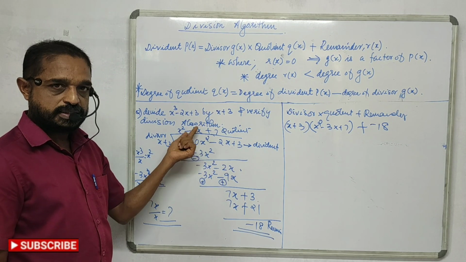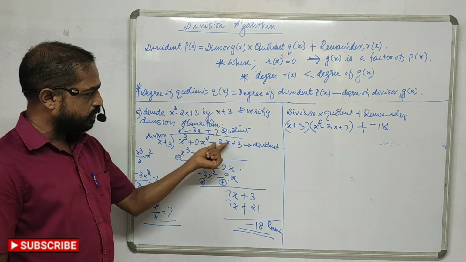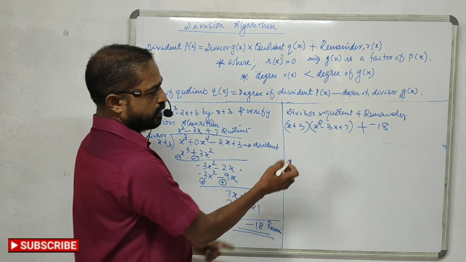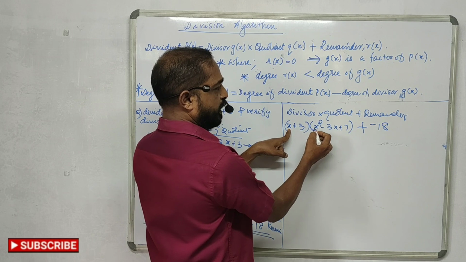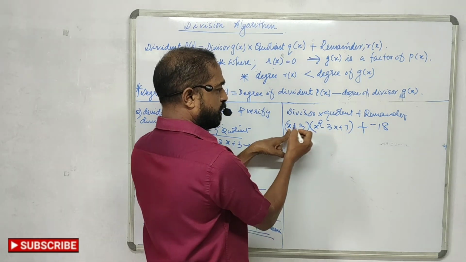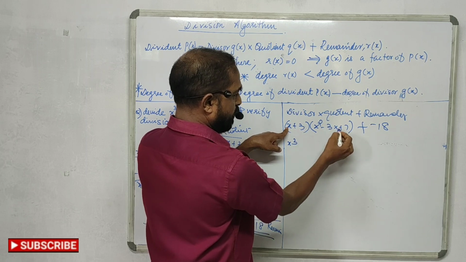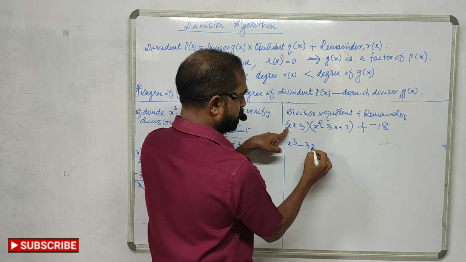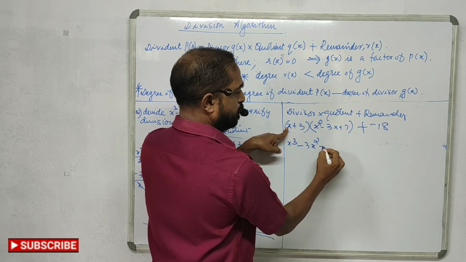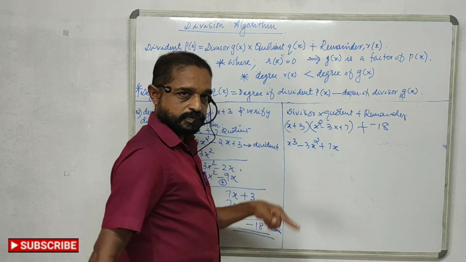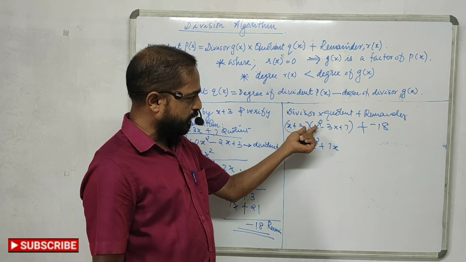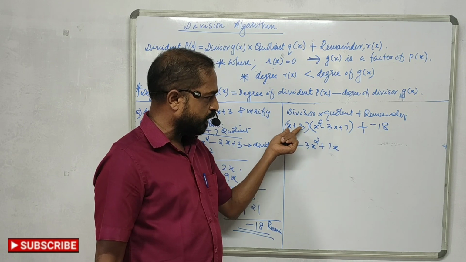0x square you need not consider, that is 0. x cube minus 2x plus 3. Now let us simplify. See, first of all you will have to multiply each and every term of the second bracket by x. So x into x square, x cube, minus 3x into x, minus 3x square, 7 into x, plus 7x.